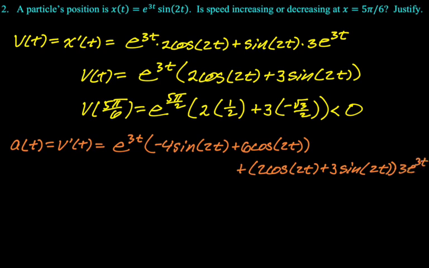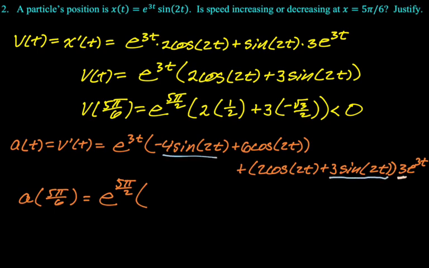And I'm not going to clean it up, but I am kind of cleaning it up. So what I'm going to say is that a of 5 pi over 6 is going to give you an e to the 5 pi over 2 again. And then, all right, so how many sine of 2t's are there? Well, there's this -4 and this 3, but it's not actually 3. It's really 3 times 3, so there's 9 positives and 4 negatives, so 5 positives overall. And then the sine of 5 pi over 3, again, is -√3/2.